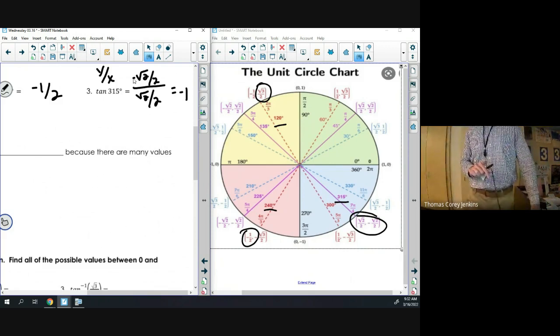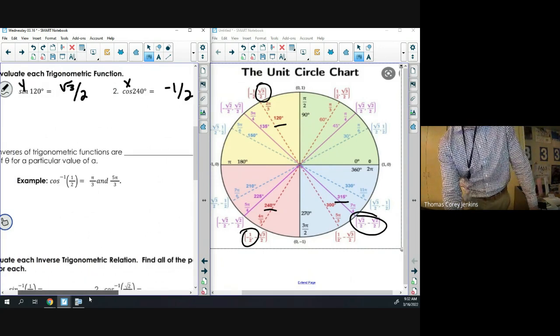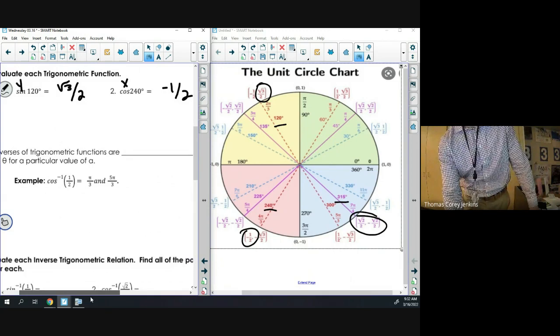All right, so on that note, yes, Andrew? Number 1 again. I know for number 2. Square root of 3 over 2.